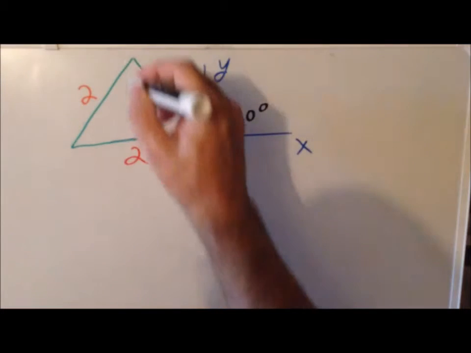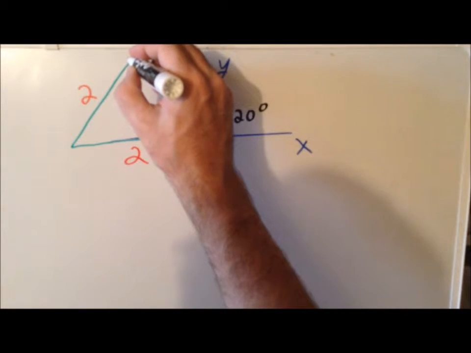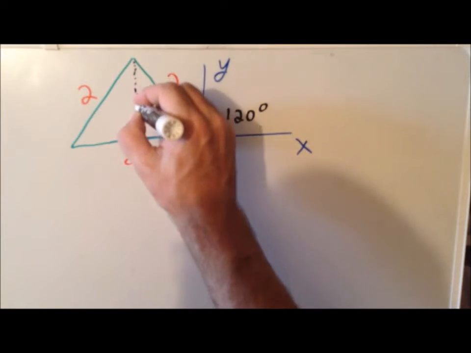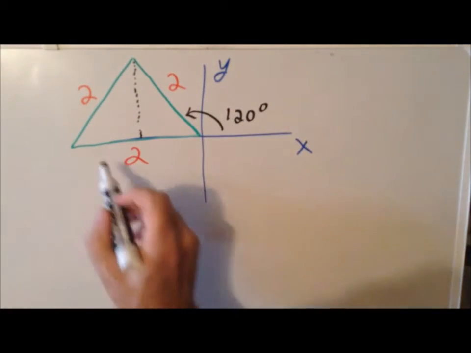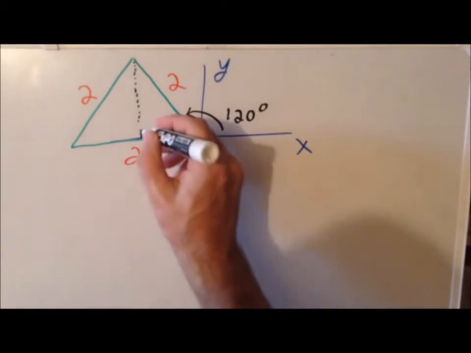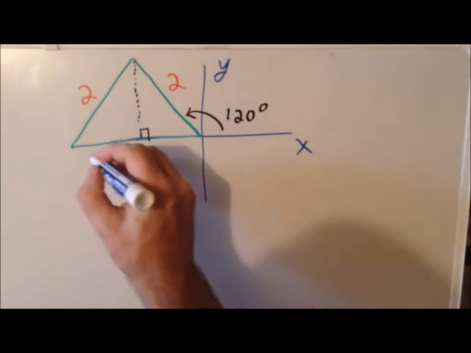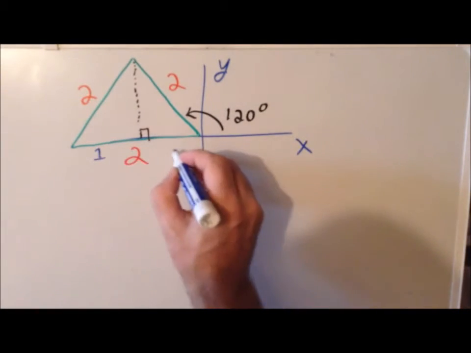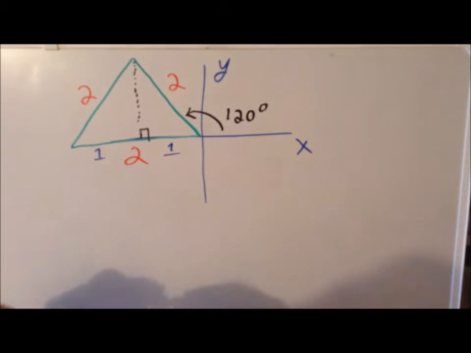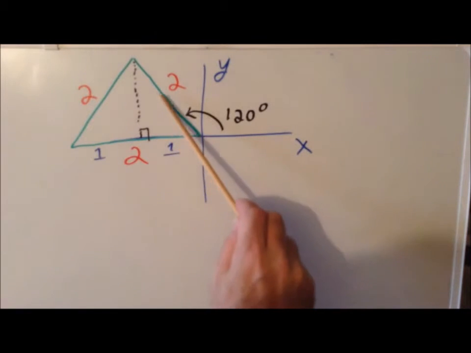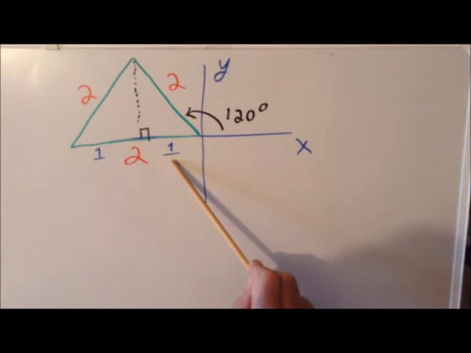So the first thing we want to do is bisect this angle. And this line will bisect this side. It's a perpendicular bisector, so it's going to give us a right angle. And it's going to divide the base of the triangle into 2 lengths, each of which has a length of 1. So that's going to be useful for us. Once we've done this, we recognize that we have a triangle over here. One side is 1. The hypotenuse is 2.